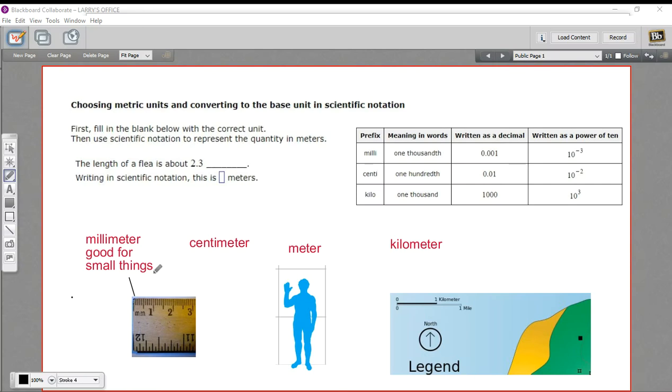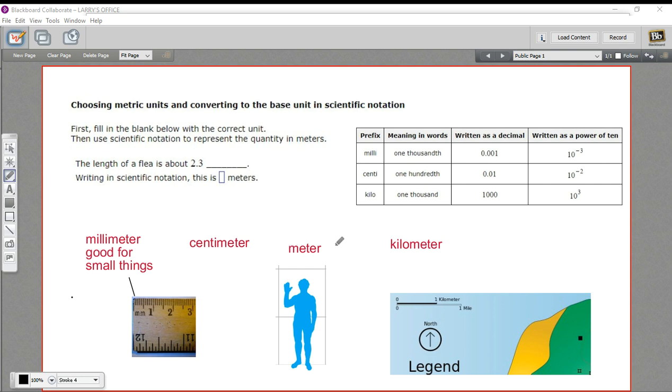In this problem, we have to decide what unit of measurement in the metric system is the right one to measure the length of a particular thing. And then we have to convert that into meters and write it in scientific notation. So there are a few steps to this problem. Let's just go through these four most common measurements of length in the metric system.